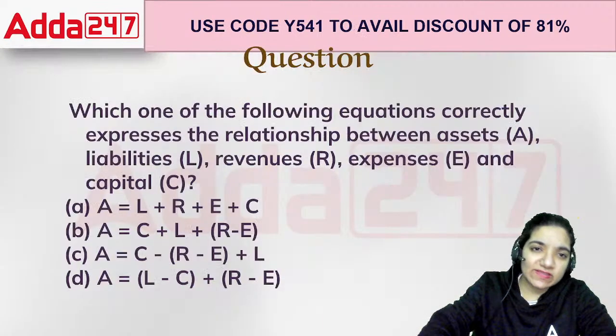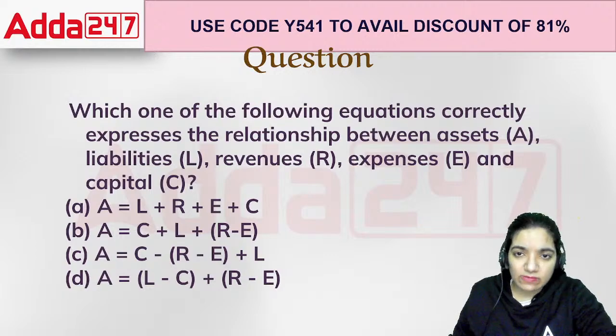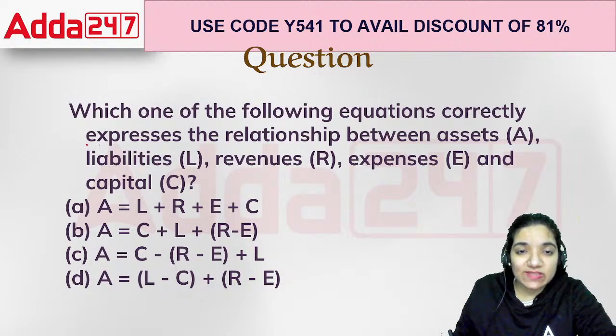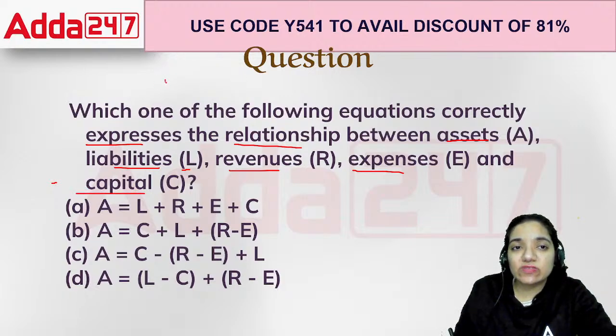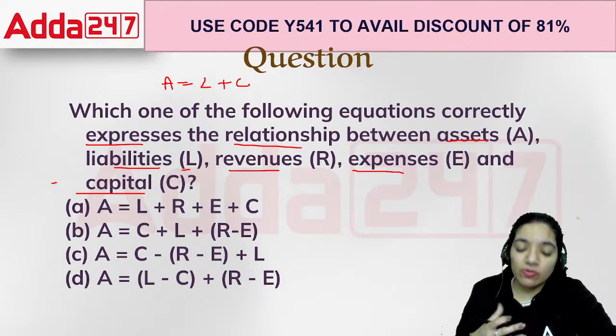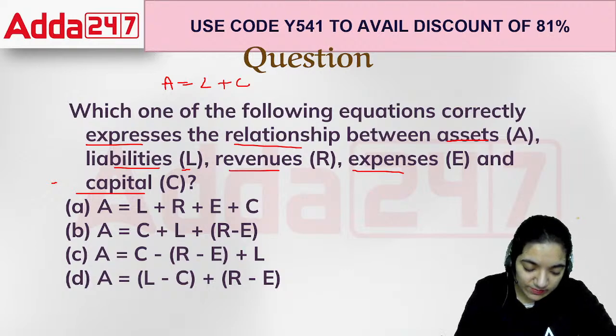Okay, so we were discussing the areas of accountancy. We were dealing with the basics of accounting. There's another question related to the basics of accounting, which says: which of the following equations correctly expresses the relationship between the assets, liabilities, revenue, expenses and capital? The basic accounting equation is where assets is equal to liabilities plus capital. But under this equation, which is basically the extensive equation, we also include the expenses and the incomes. So how do we fit it in this particular equation?